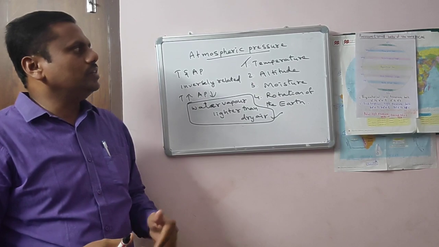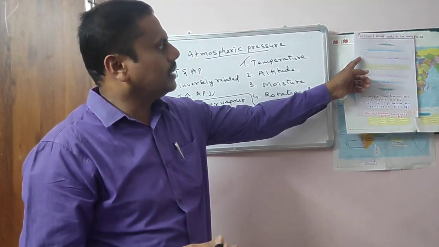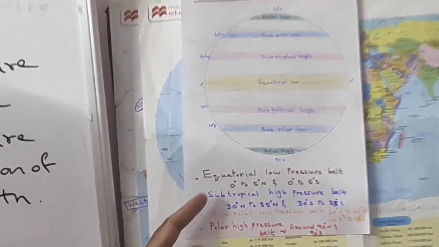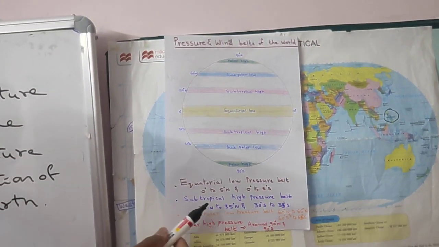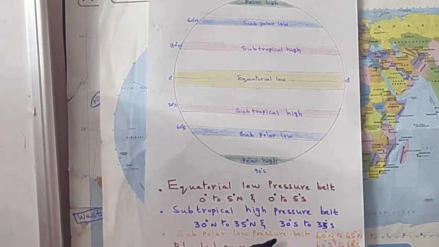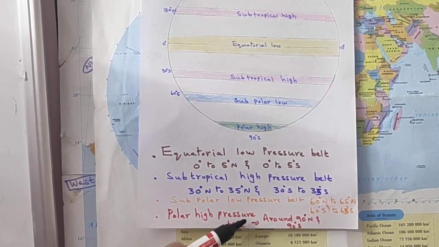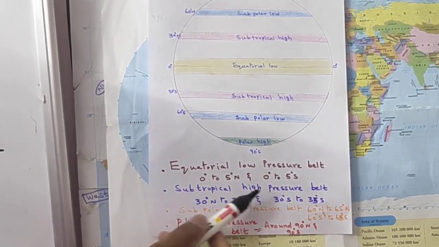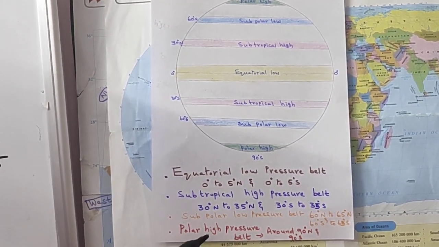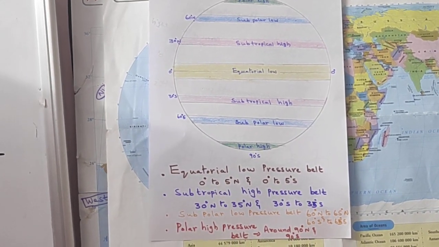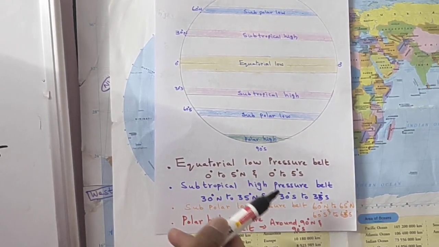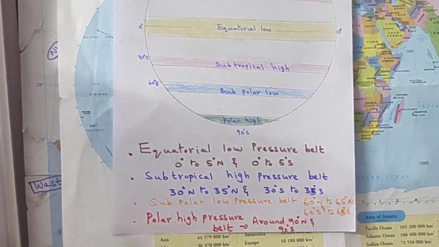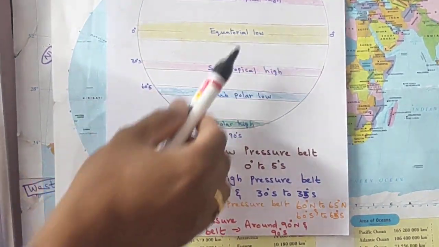In the next class, we will see what the important pressure and wind belts of the world are. There are four important pressure belts in the world: equatorial low pressure belt, subtropical high pressure belt, subpolar low pressure belt, and polar high pressure belt. We will see a few questions and important things about these belts also. Just remember these four belts in this class. In the next class we will see some more details about these belts.